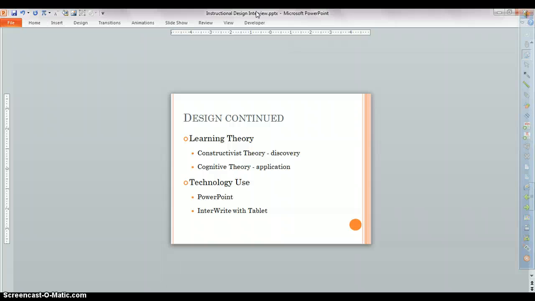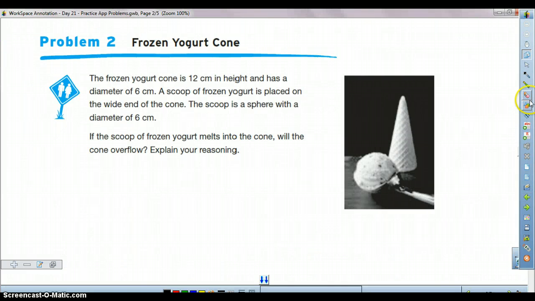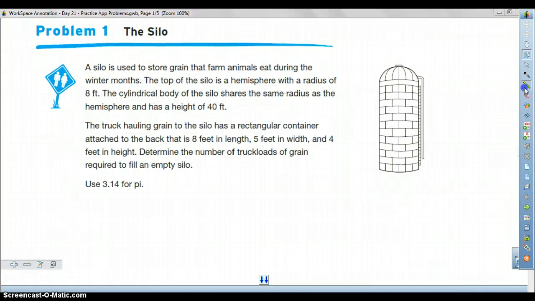I did use a PowerPoint to help me with that animation as well, and then this is a program that I have called InterWrite that we have at our school, and it's connected with a tablet to where I can annotate, highlight what's important so that the students can see that as well. So it's very useful, and I absolutely love this program.